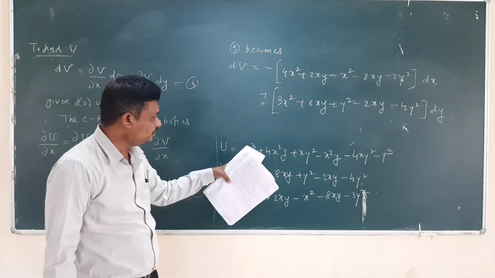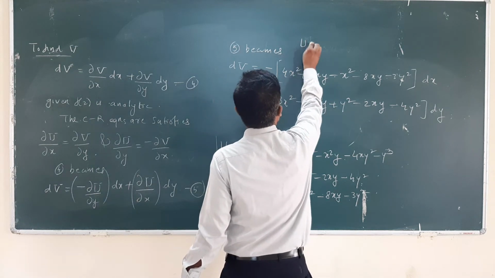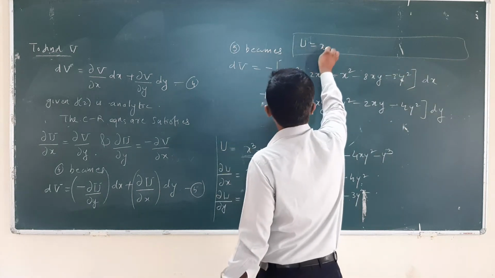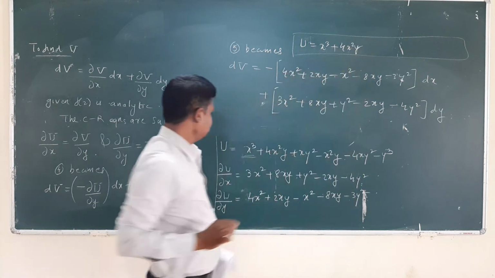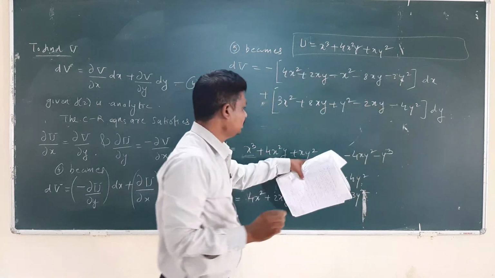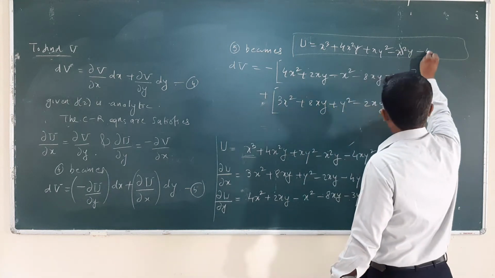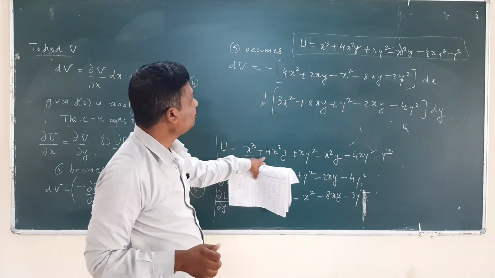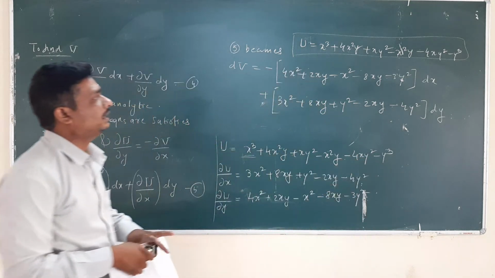So I need this u value, so I will write it somewhere else here. So u is equal to x³ + 4x²y + xy² − x²y − 4xy² − y³.